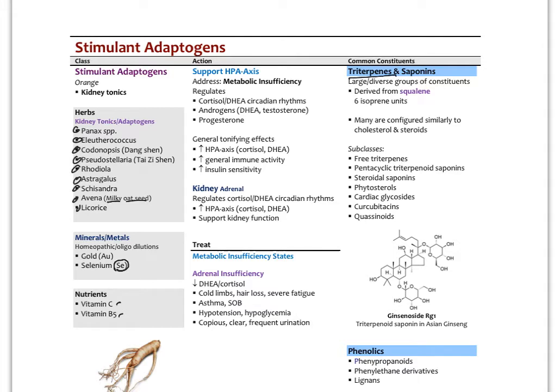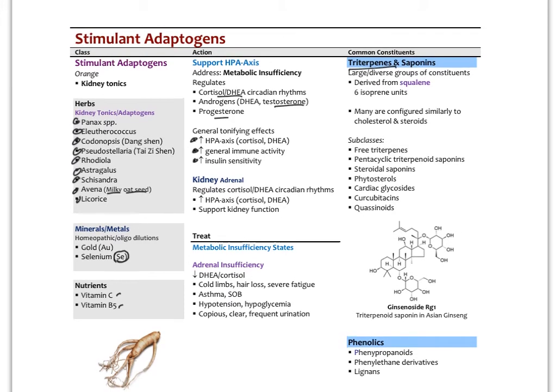So we can think of these as regulating the cortisol DHEA rhythms, also having some effect on androgens like DHEA, but also testosterone, and then progesterone as well. So they generally would increase the HPA axis, increase general immune activity, and insulin sensitivity. I find these herbs help shift people away from a Th2 to a Th1 type of immune response to help them fight infections better, but also to decrease allergies and histamine. So that would be this category of herbs, the stimulant adaptogens.